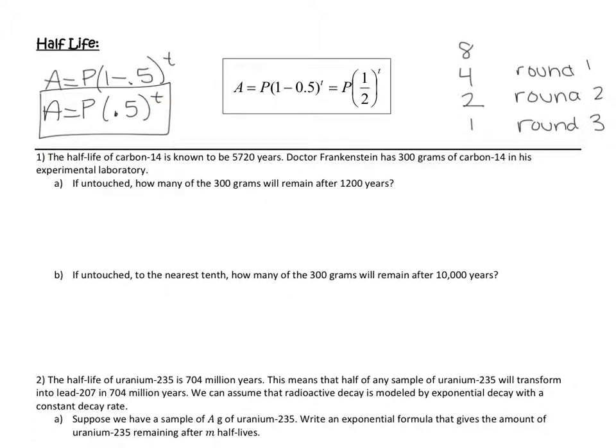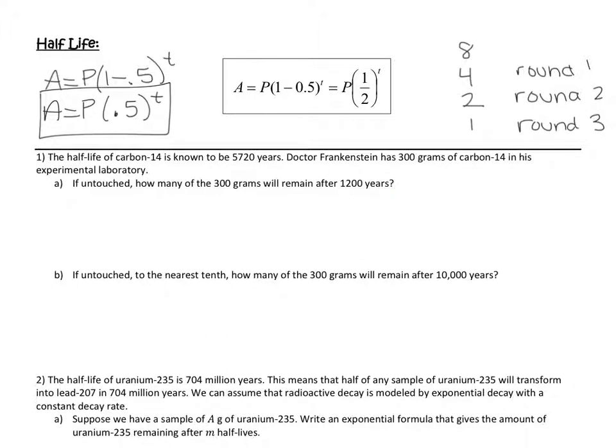So let's look at example number 1. It says the half-life of carbon-14 is known to be 5,720 years. Dr. Frankenstein has 300 grams of carbon-14 in his experimental lavatory. If untouched, how many of the 300 grams will remain after 1,200 years?